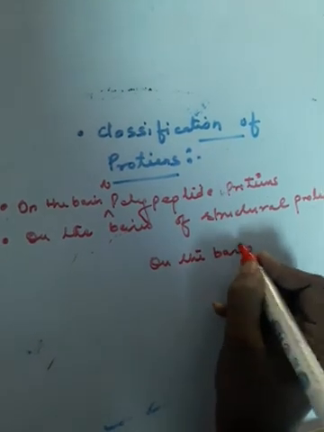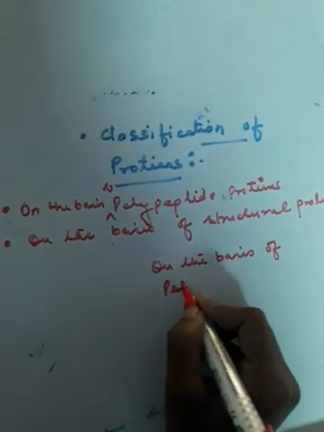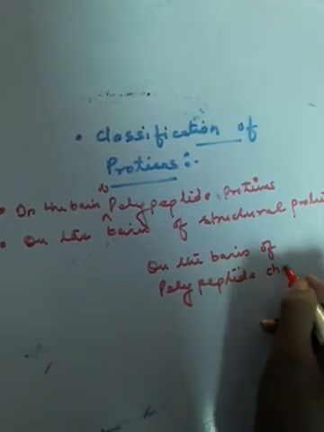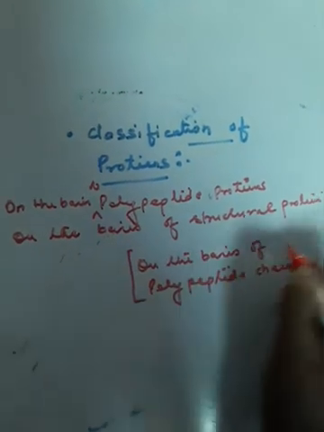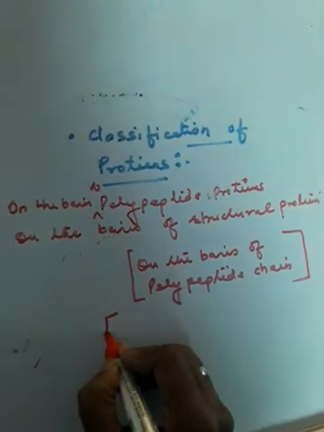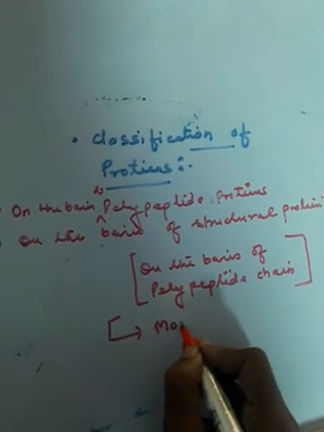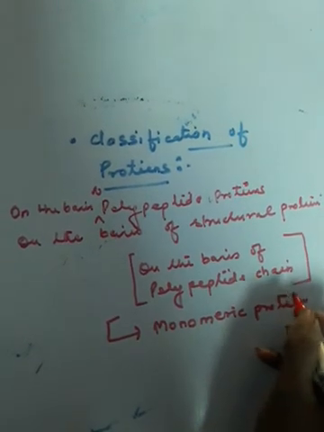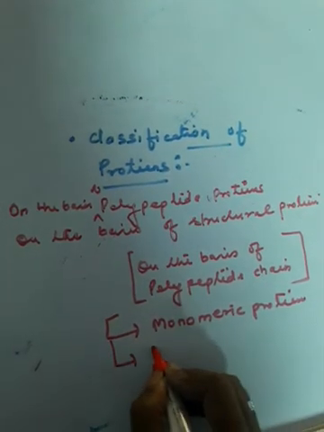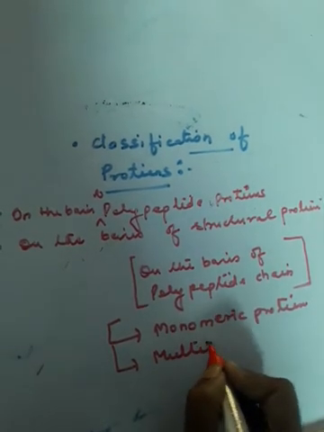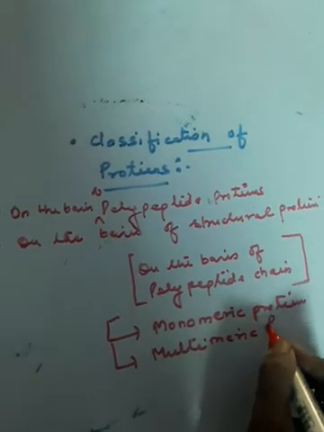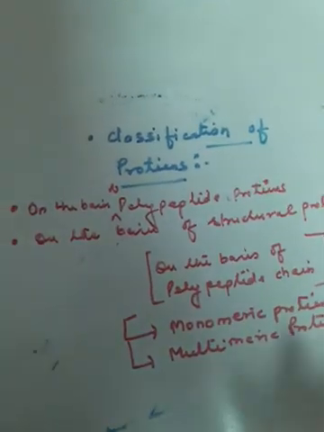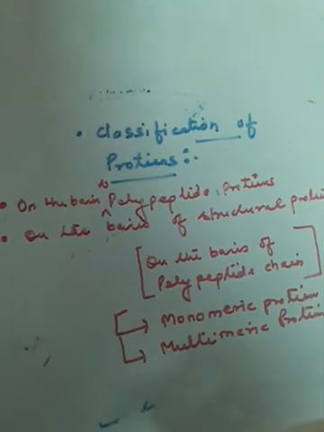On the basis of the polypeptide chain you can classify proteins into two types. First is monomeric proteins and the second one is multimeric proteins. First of all you should know what monomeric is. Mono means one, meric means one type.